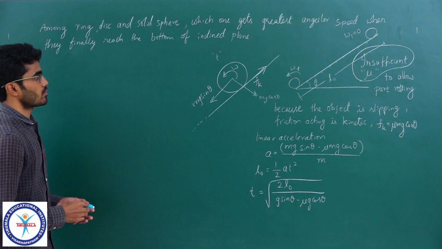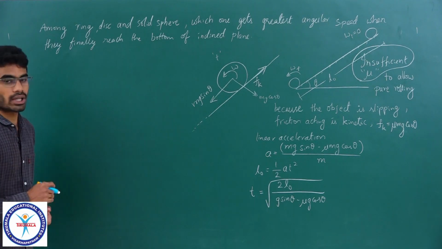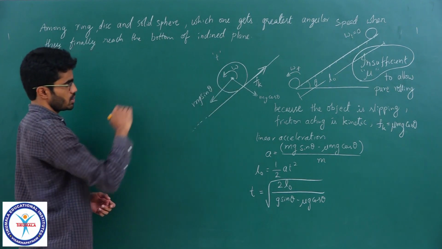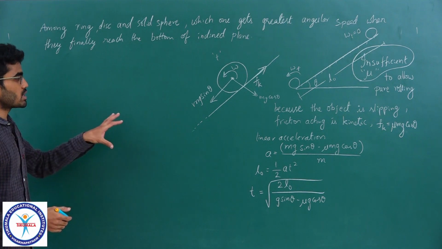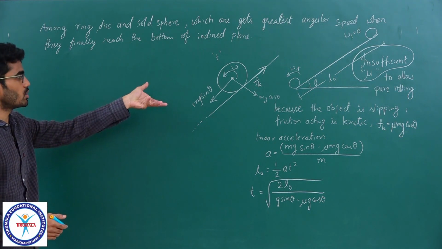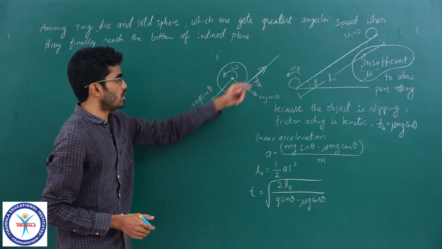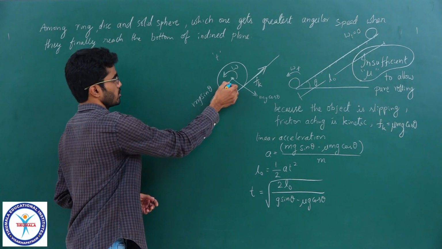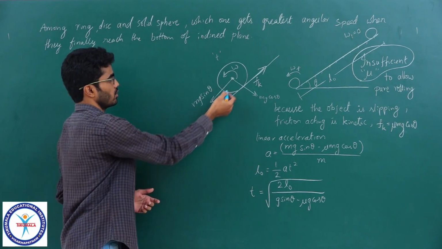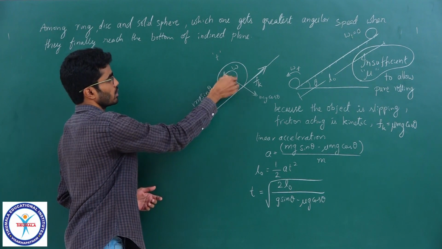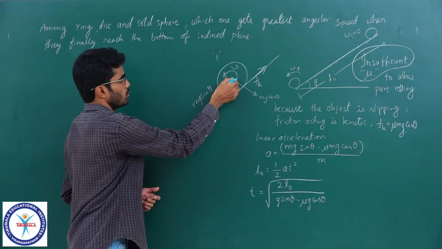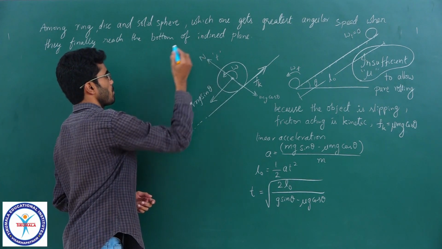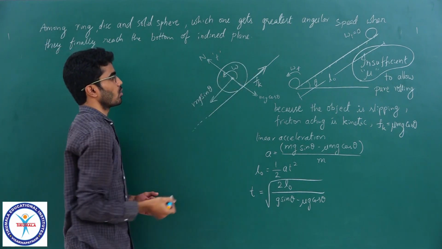Now, let us see the situation in terms of rotation. What happens for the object when we see it in the center of mass frame? About the center of mass, its angular speed is continuously increasing because of the torque due to friction. There are 3 forces acting on this, or 4 you can say. By resolving the weight, we have finally the 4 forces acting on this object, one mg sin theta, the other one mg cos theta, and you have a normal reaction also from the plane and the friction acting on it.